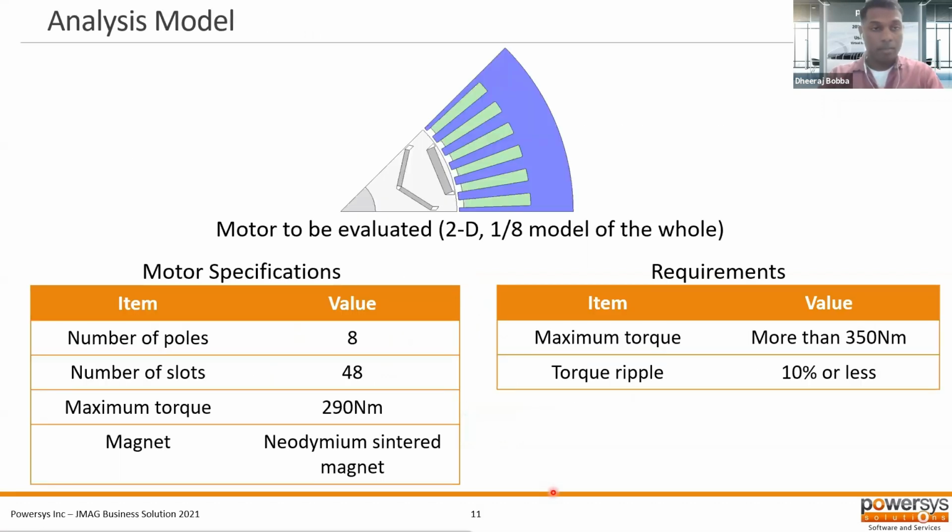So this is the baseline model that is used for this study. It's an 8-pole 48 slot machine with maximum torque of 290 Newton meters, and the magnet is a neodymium sintered magnet. And the objectives then are to optimize this such that the maximum torque is more than 350 Newton meters, and the torque ripple should be less than 10%. And of course, we are doing a 2D optimization, so it's a 2D model with a 1/8 slice, and we are using a periodic boundary there.